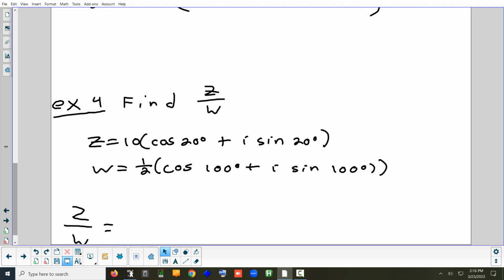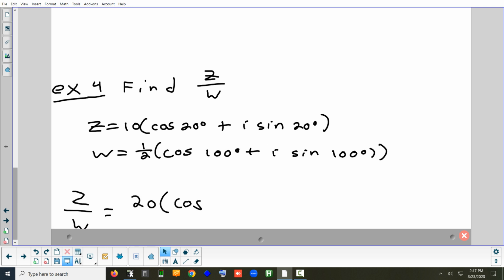Okay, so z divided by w again. z is 10 cosine 20 plus i sine 20. And w is 1/2 cosine 100 plus i sine 100. What's my radius going to be when I divide z by w here? 20. Sometimes people say 5. If you're thinking 5, you're thinking 10 divided by 2. This is 10 divided by 1/2. That's different. So 10 divided by 1/2 gives me 20.